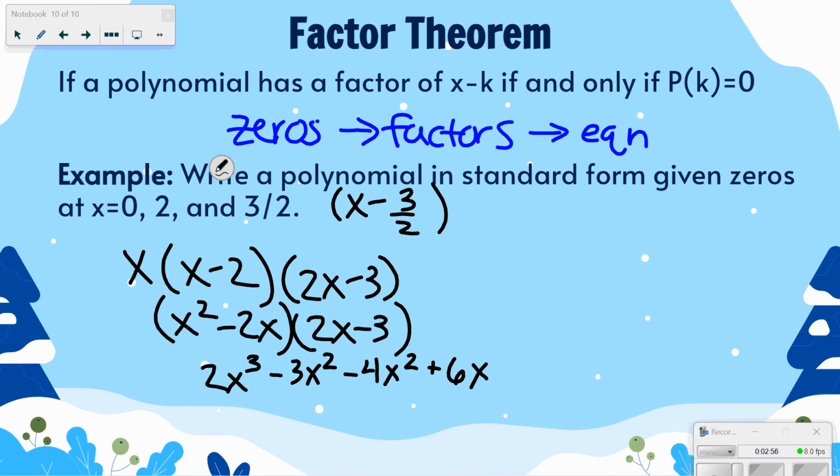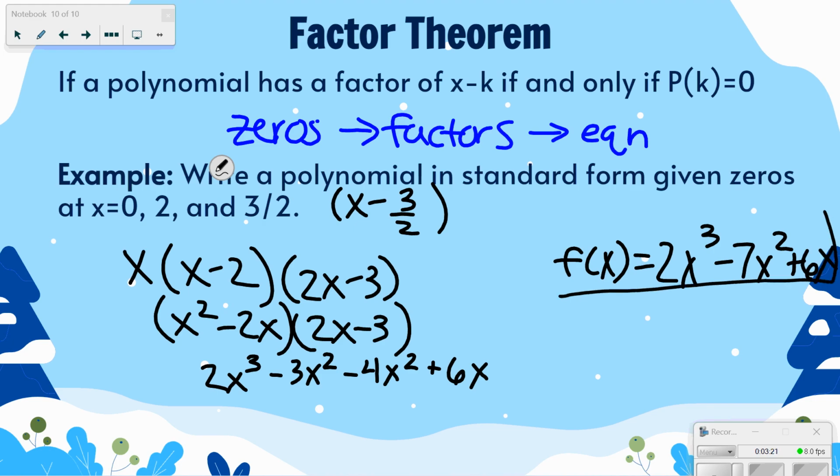Alright, so I have 2x cubed minus 3x squared minus 4x squared plus 6x. Am I in standard form? No, you gotta put them together. Put them together, combine like terms. So we will end up with our polynomial being 2x cubed minus 7x squared plus 6x. After we distribute, FOIL, combine like terms. That's it. Right?